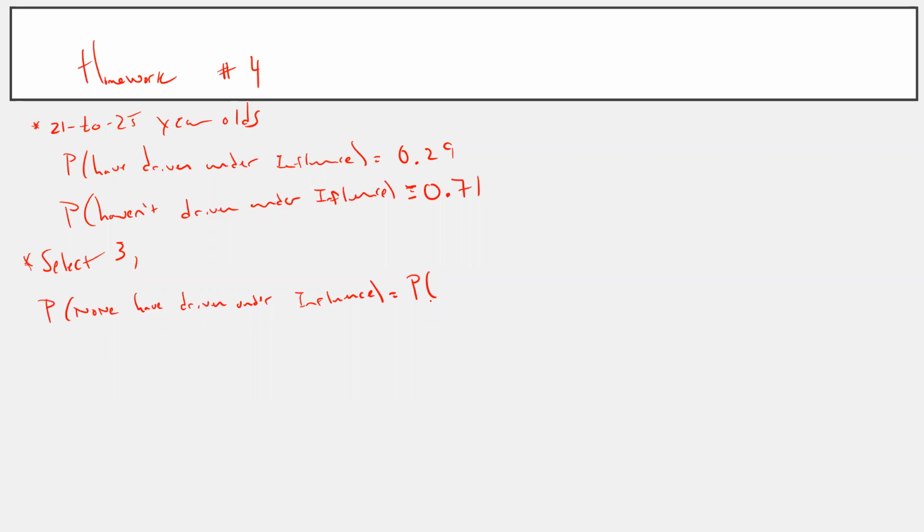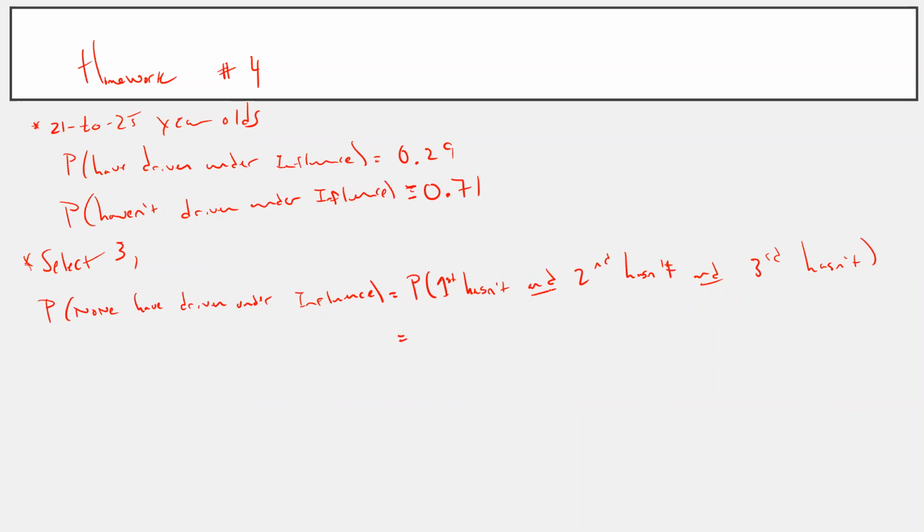You can, but the way I want to do it is with the general multiplication rule. Okay, it makes it a little bit easier, but you actually can do it that way, Melissa. It just makes it a little bit harder. So it's the first has not, and the second has not, and the third has not. Because I want all of them not to have driven under the influence.